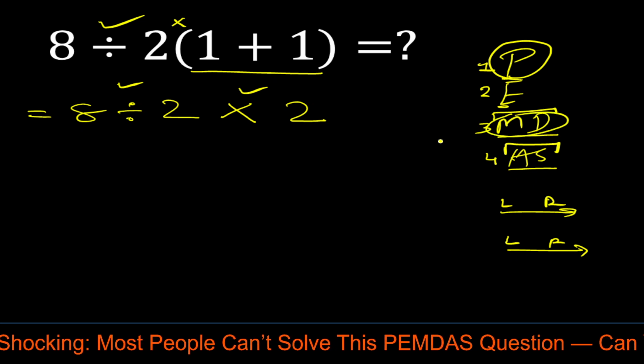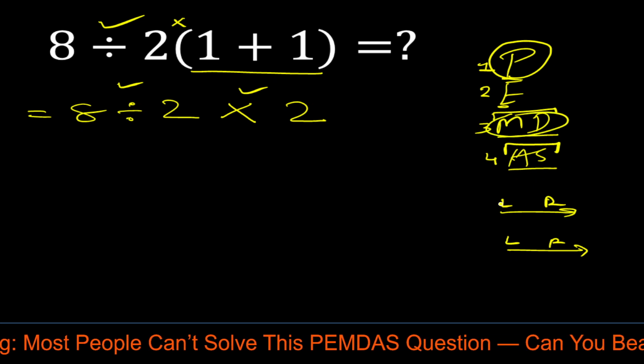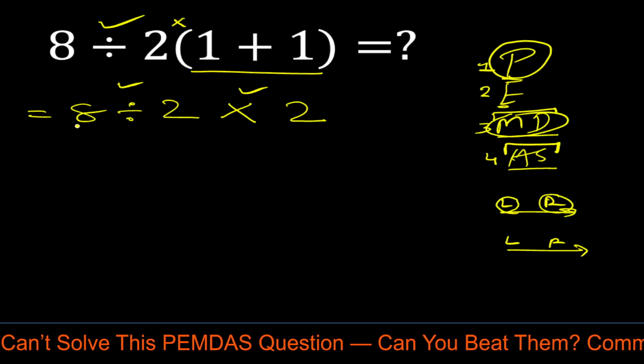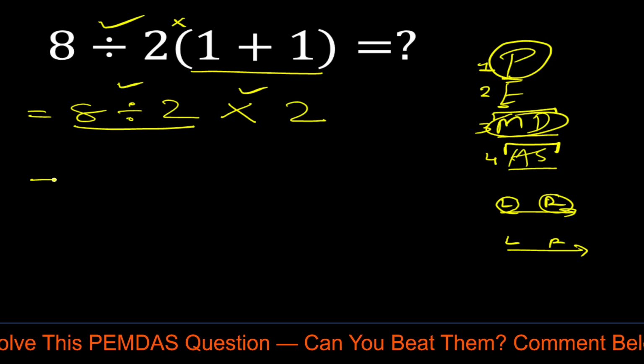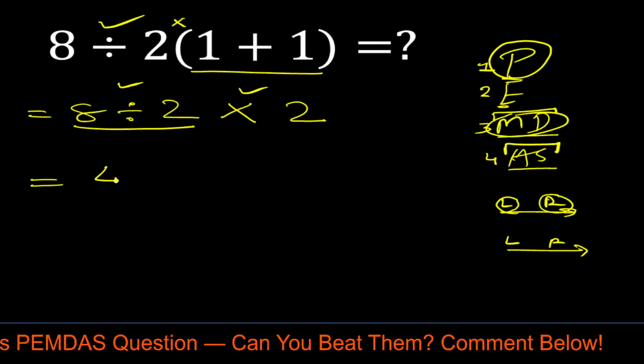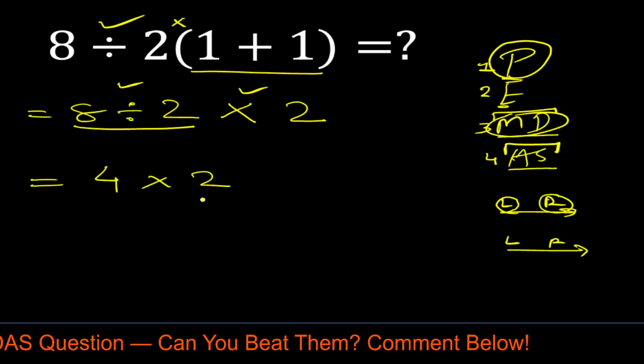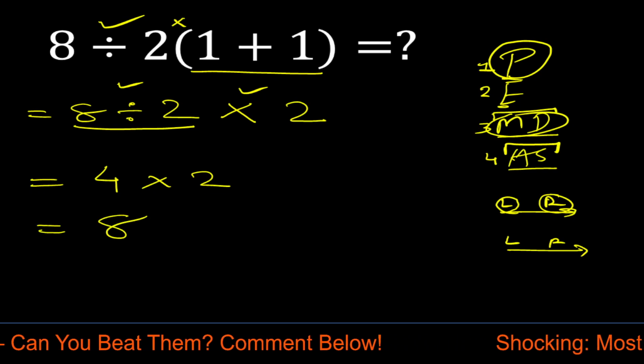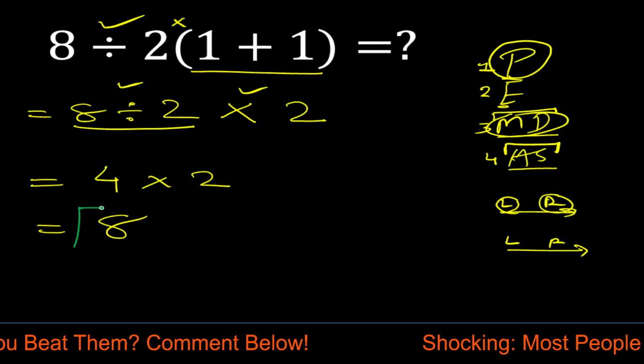So multiplication and division both have equal priority. So we have to solve it from left to right. So first we have to solve this division, right? So 8 divided by 2 is equal to 4 times 2. So 4 times 2 is equal to 8, right? So the correct answer is 8.